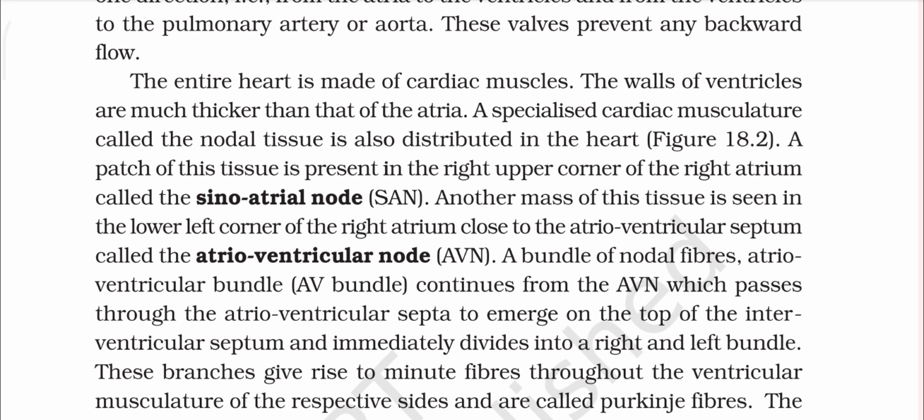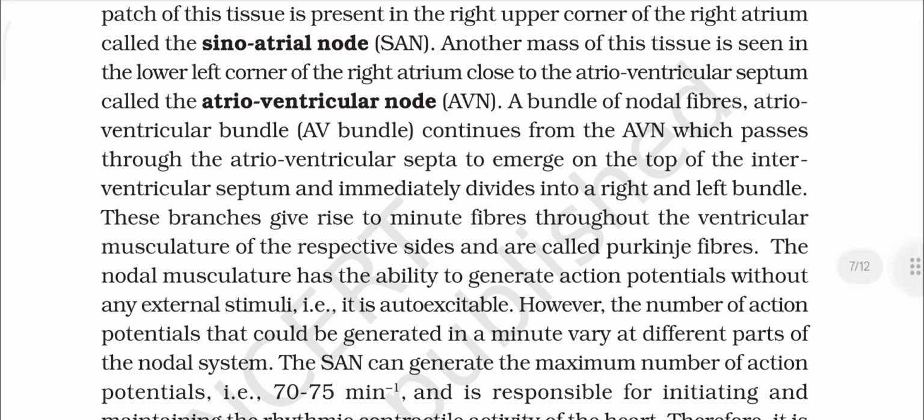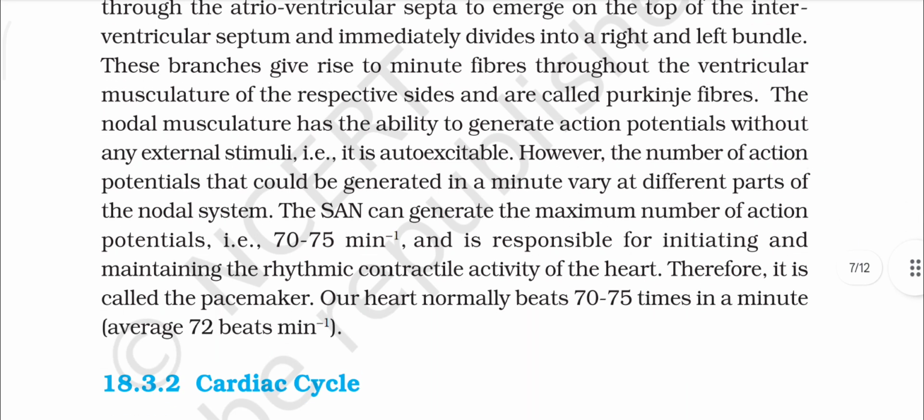A bundle of nodal fibers, the atrioventricular bundle, continues from the AVN, which passes through the atrioventricular septa to emerge on the top of the interventricular septum and immediately divides into a right and left bundle. These branches give rise to minute fibers throughout the ventricular musculature of the respective sides and are called Purkinje fibers.